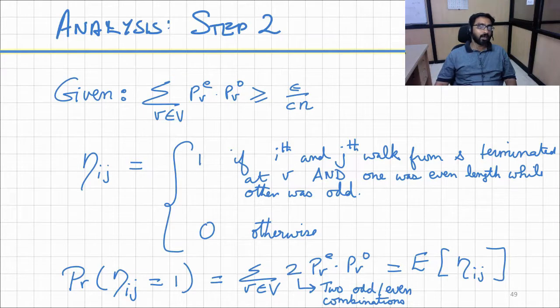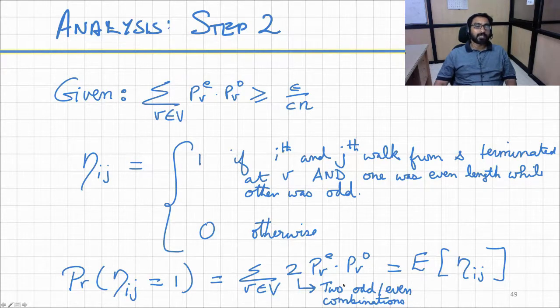That's nothing but, for eta ij to be 1, there must be some vertex V such that one of the probabilities holds. So let's pick up a vertex V with probability PVE. The random walk will reach V having a walk length that is even. With PVO, with this probability it will reach vertex V with a walk length that's odd.